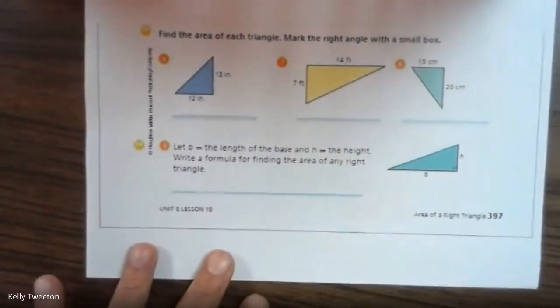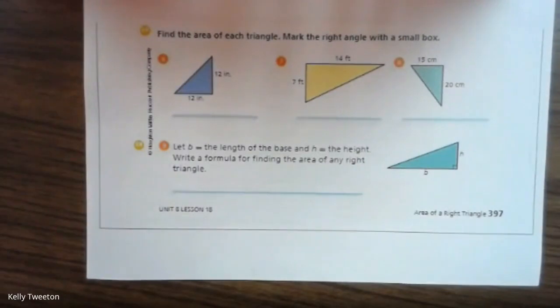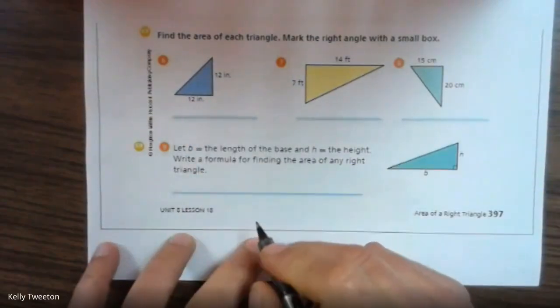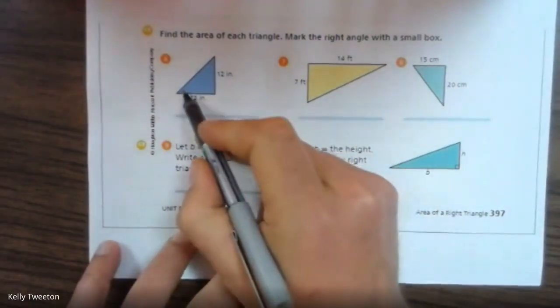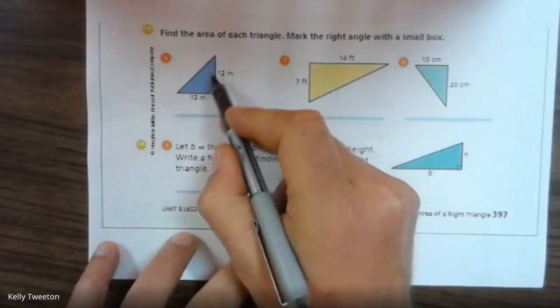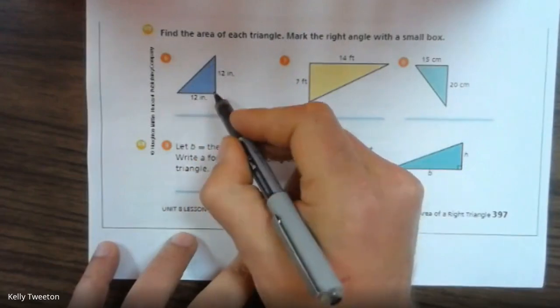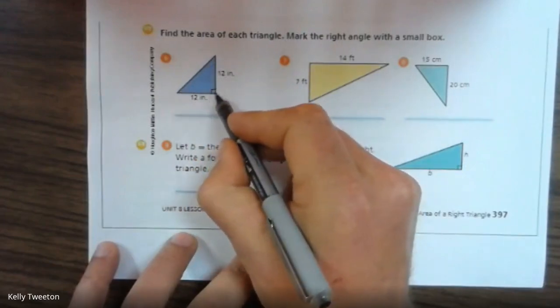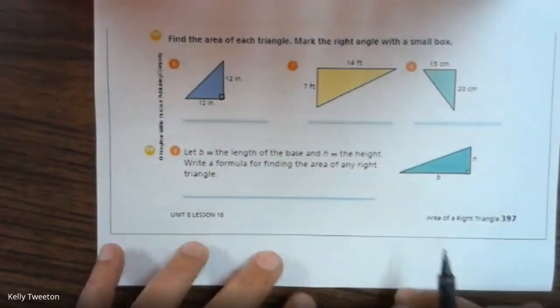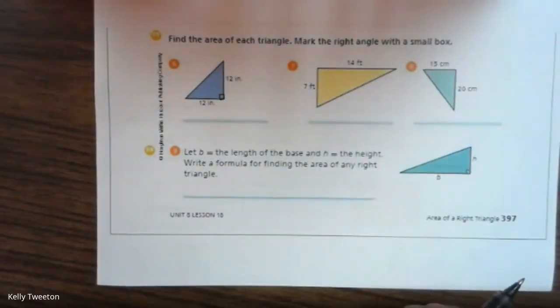Now it says find the area of each triangle. Mark the right angle with a small box. Okay, we can do that. I see this triangle. Where would the right angle be? Well, that's not a 90-degree angle. That's not a 90-degree angle, but this is. So we are going to put a little box in the corner. If you see what I did right there, I'd like you to do that in your workbook as well. Make sure you have that. It's a right angle. It means it's 90 degrees.